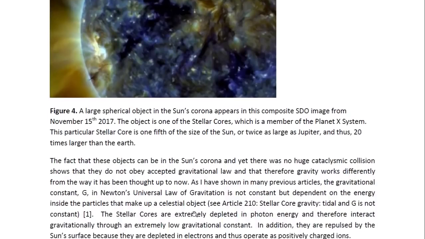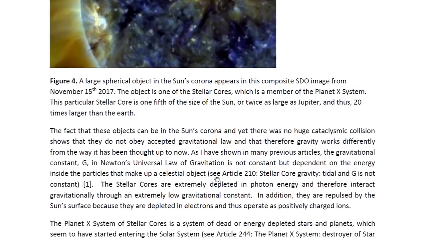As I have shown in many previous articles, the gravitational constant G in Newton's universal law of gravitation is not constant, but dependent on the energy inside the particles that make up a celestial object. And you may look at article 210 entitled Stellar Core Gravity, Tidal, and G is not constant for more details on that. The stellar cores are extremely depleted in photon energy and therefore interact gravitationally through an extremely low gravitational constant.